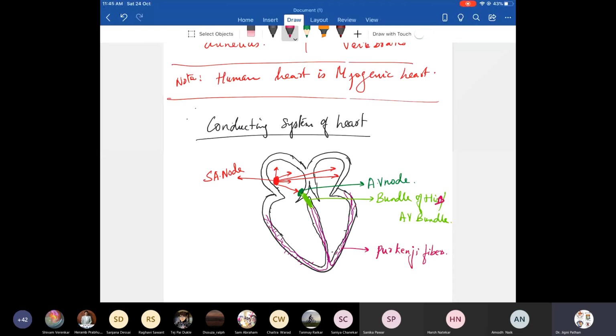I need good scoring. Ma'am, what is the bundle of? Bundle of His, not her. Or AV bundle. So keep revising, okay? We'll continue the class on the conducting system of the heart in the next class.